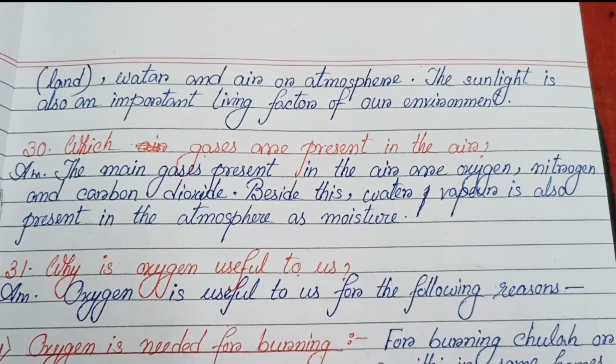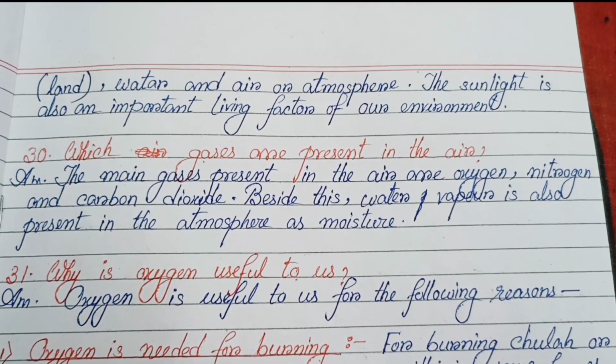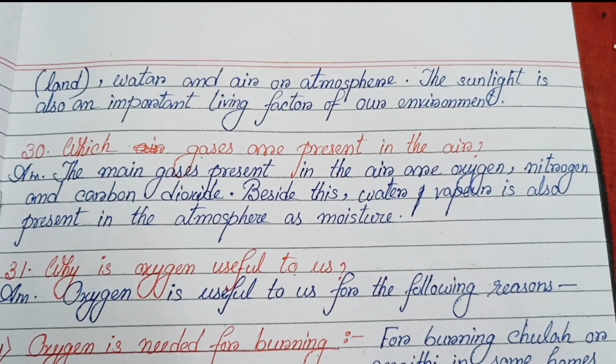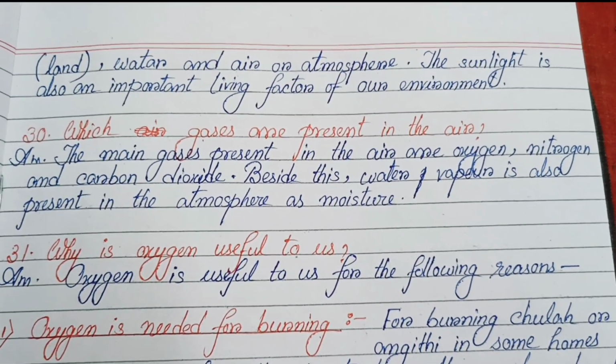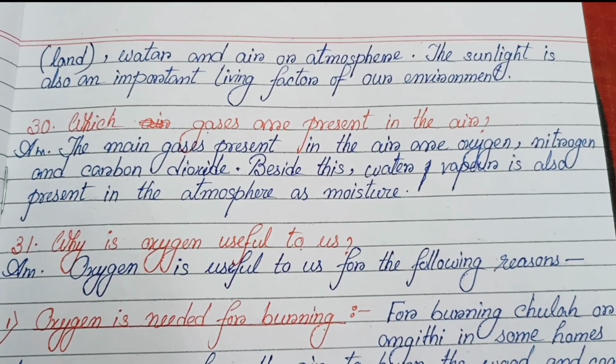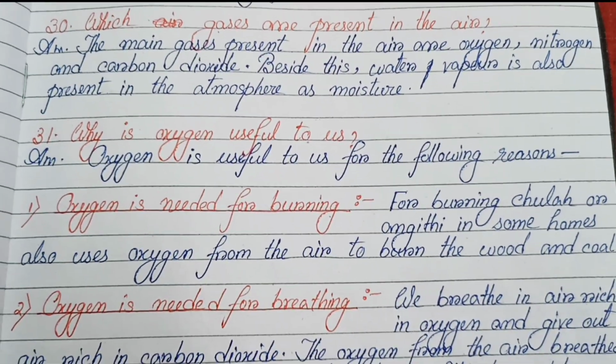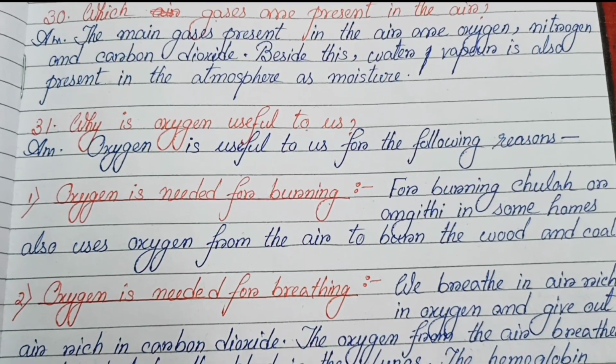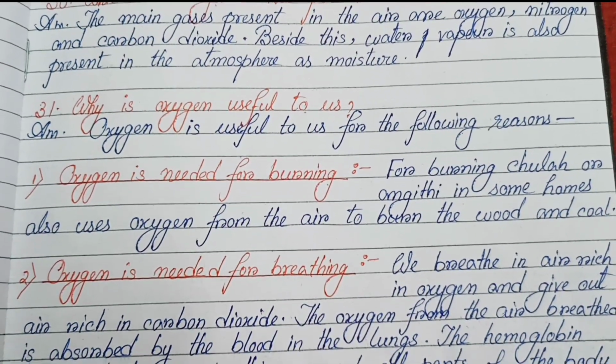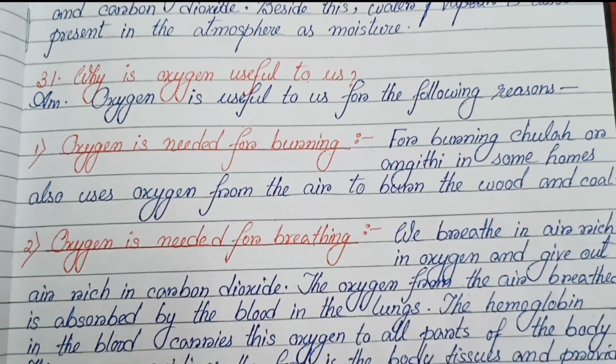Number 31, which gases are present in the air? The main gases present in the air are oxygen, nitrogen and carbon dioxide. Besides this, water vapor is also present in the atmosphere as moisture. Number 32, why is oxygen useful to us? Oxygen is useful to us for the following reasons.